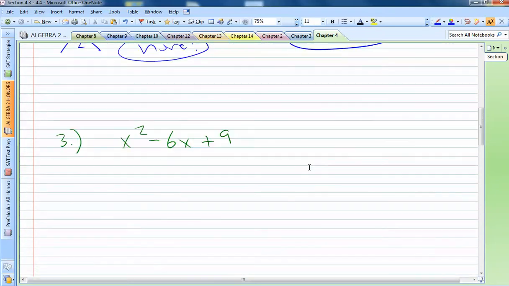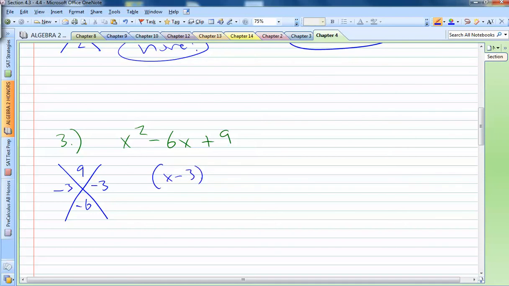Okay, let's try another one. A times c is 9. B is negative 6. Now what two numbers multiply to 9 and add up to negative 6? We could do negative 1 and negative 9, but that adds up to negative 10. We could do negative 3 and negative 3, and that works. So you have x minus 3, x minus 3.